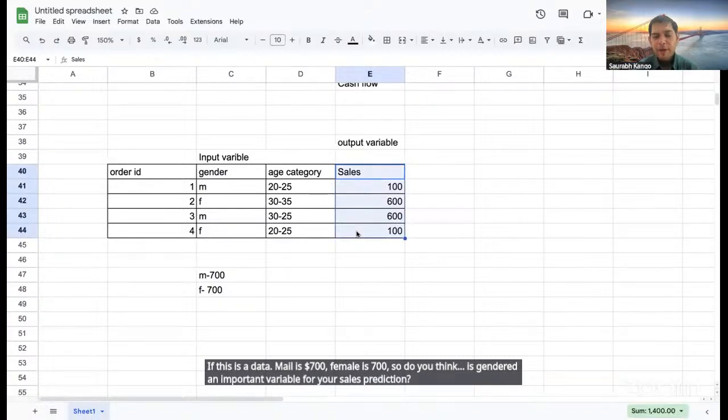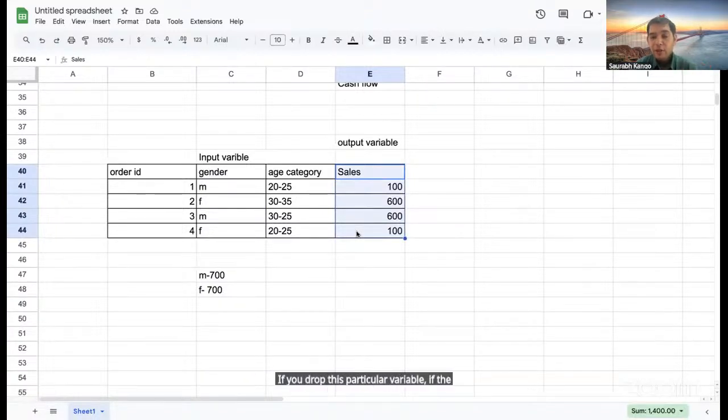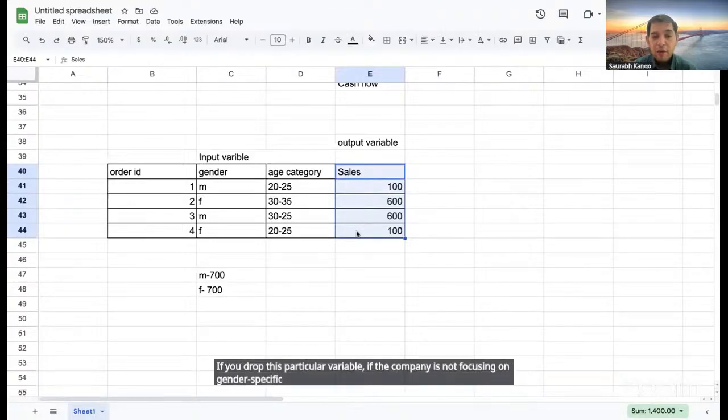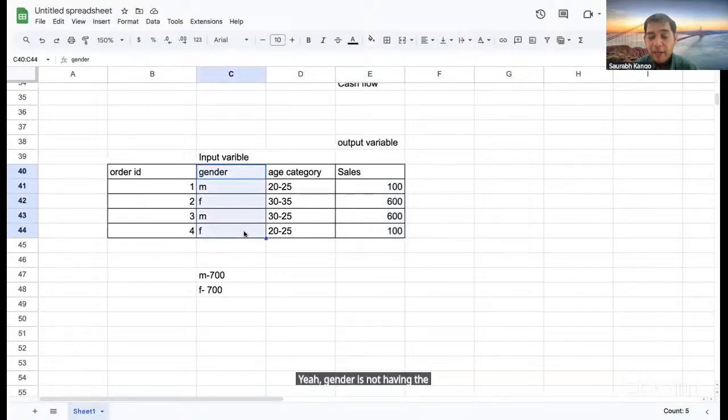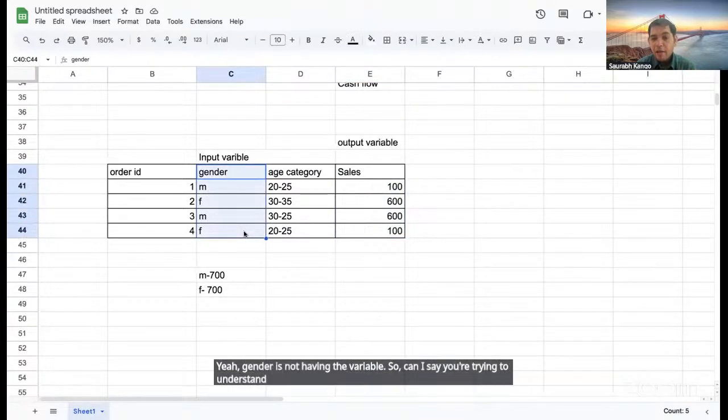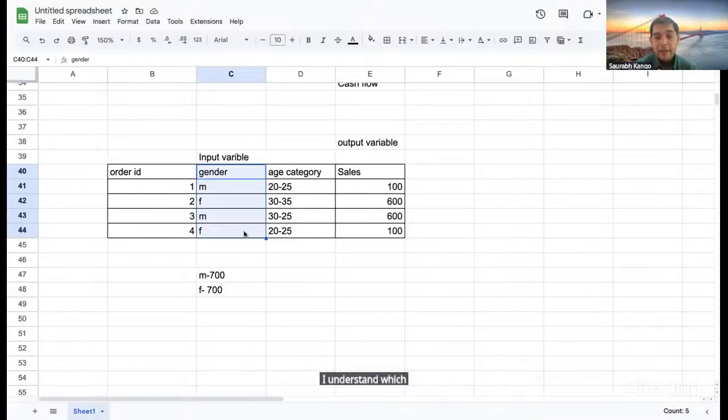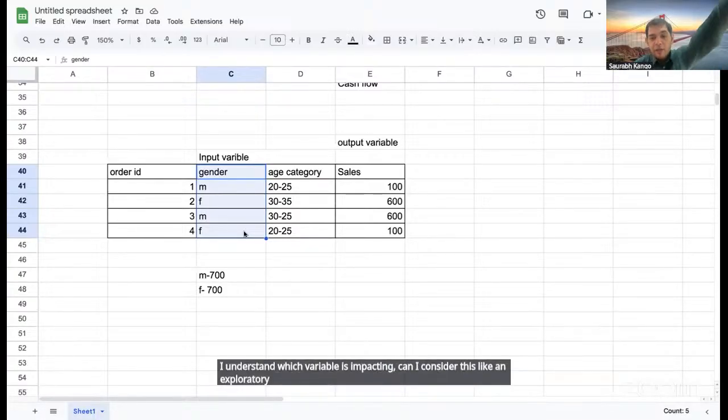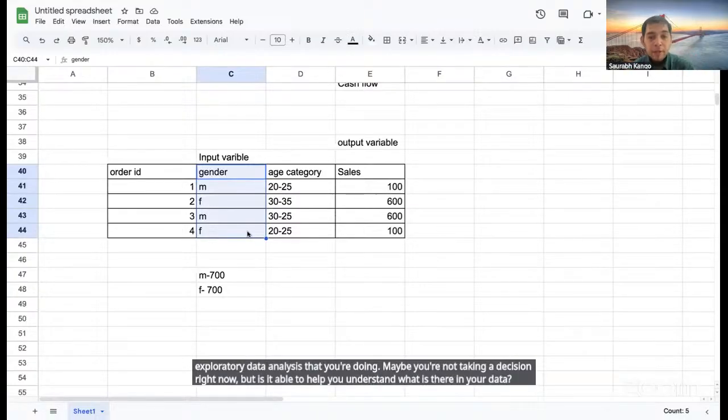If you drop this particular variable, if the company is not focusing on gender-specific campaigns, yeah, gender is not an impactful variable. So can I say you're trying to understand your data and understand which variable is impacting? Can I consider this an exploratory data analysis that you're doing? Maybe you're not taking a decision right now, but it helps you understand what is there in your data.